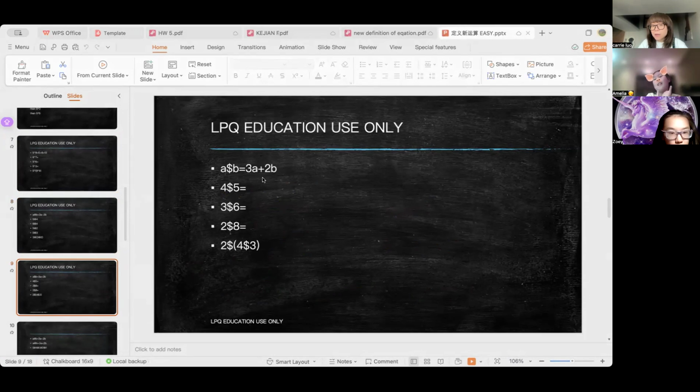So A dollar sign B equals 3A plus 2B. So this time, this dollar sign represents plus. And the number before it, you need to times 3 first. And the number after it, you need to times 2. So for this one, because 4 is before the dollar sign, it's 3 times 4 plus 5 times 2. So the answer is 12 plus 10 equals 22, correct? Okay, so numbers 3, 2, 1. So 3 questions, please go.